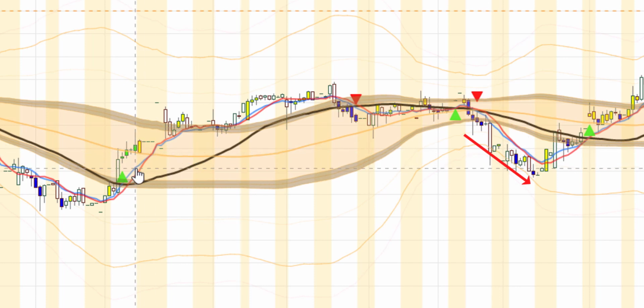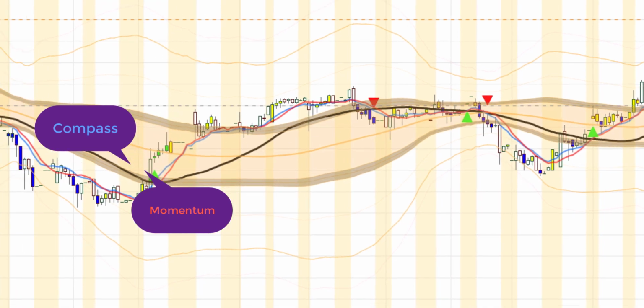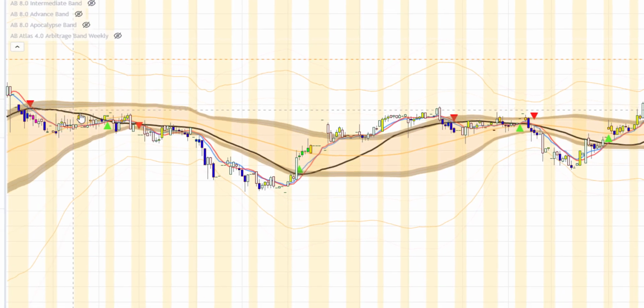So just remember that the blue line is the compass, your true north. Momentum is the red line. It's how fast it's traveling. Think of that speedometer going into the red. It's speed. And then we have their big buddy, the RSI line, or at least the arbitrage RSI.